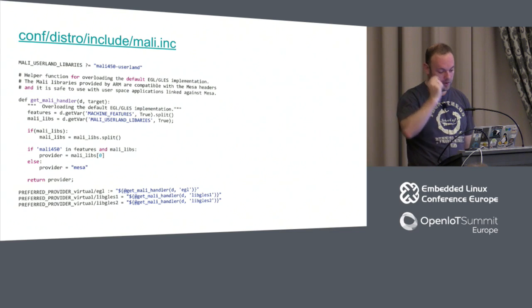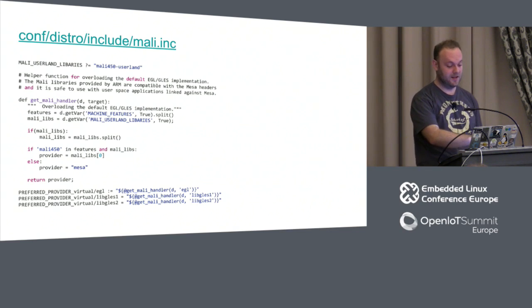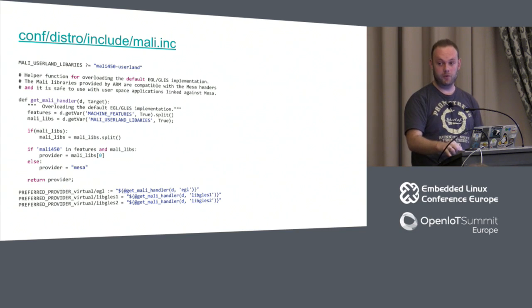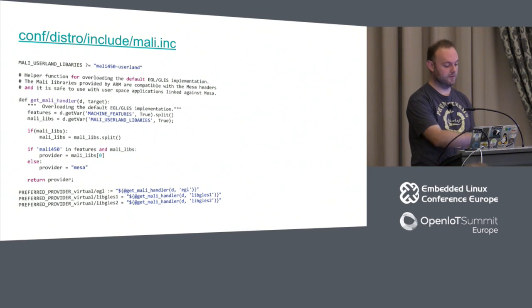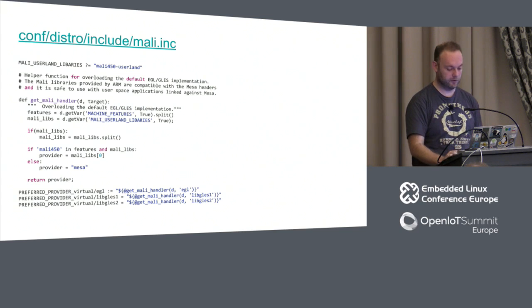The issue was, you can look up what the provider is set to, but if you try to restore it, you run into a recursion loop. That's probably easily fixable, but we ran out of time because we had a September release to do. So we need to look into what the problem is, and see if it's a bug in Bitbake or in our code and try to work around it, because just forcing Mesa is just as bad as forcing Mali.